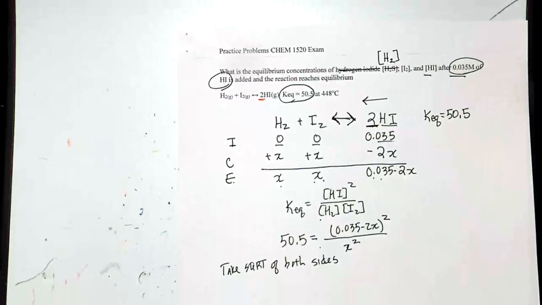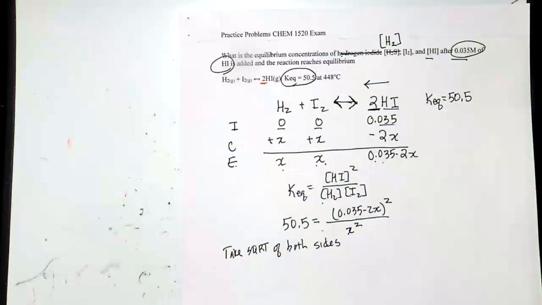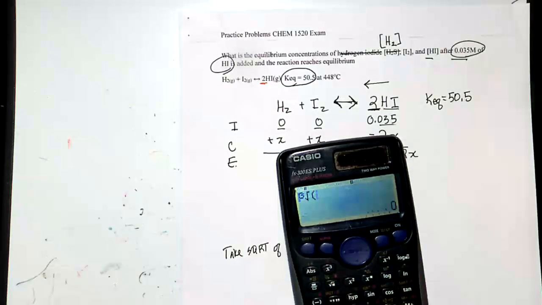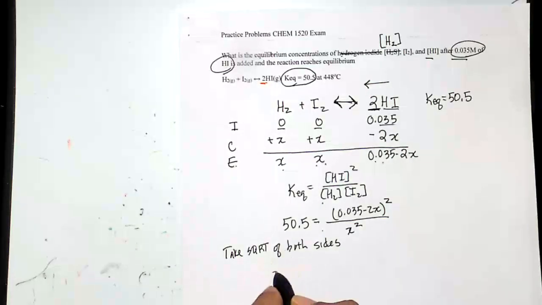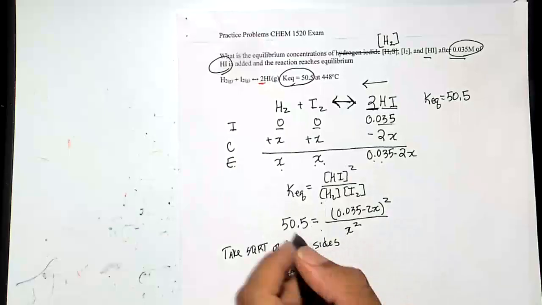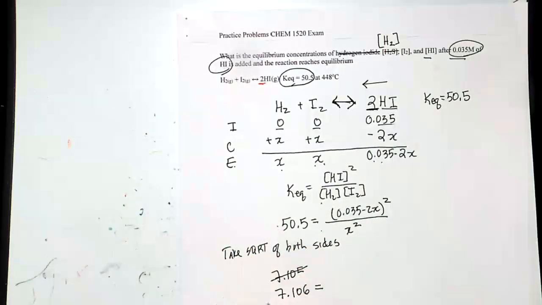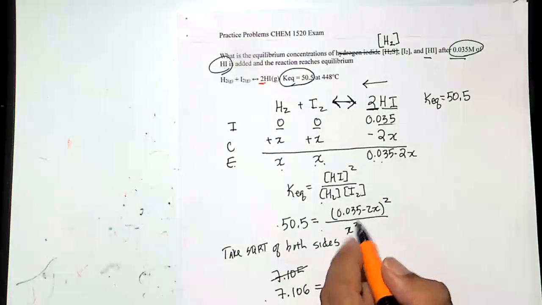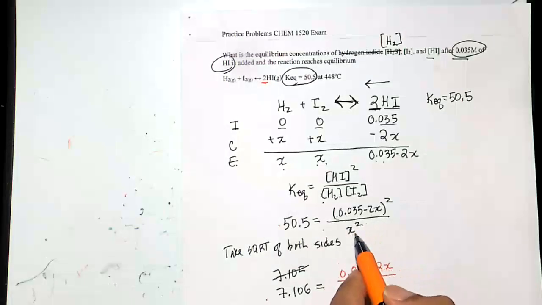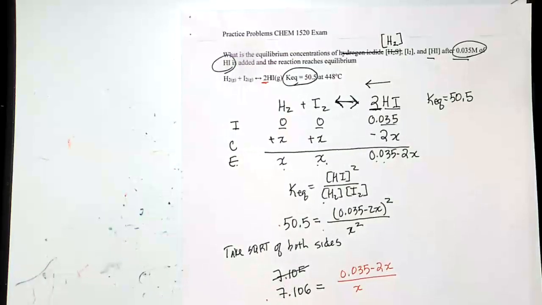Take the square root of both sides of the equation. What's the square root of 50.5? 7 something. 7.106, yeah. I square rooted 50.5 on my calculator and I got this. Square rooting a square just removes everything. So this is actually 0.035 minus 2x over x. If you square root x squared, it's x. If you square root 0.035 minus 2x whole squared, it's 0.035 minus 2x. So we'll solve for x here.